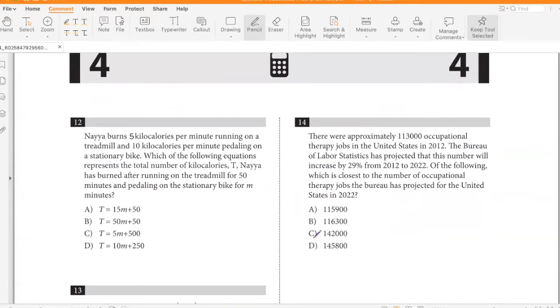Naya burns 5 kilocalories per minute running on a treadmill and 10 kilocalories per minute pedaling on a stationary bike. Which of the following equations represents the total number of kilocalories Naya has burnt after running on the treadmill for 50 minutes? So that would be 50 into 5, which is 250. And pedaling on the bike for m minutes, so that would be 10m. So 250 plus 10m. So D.